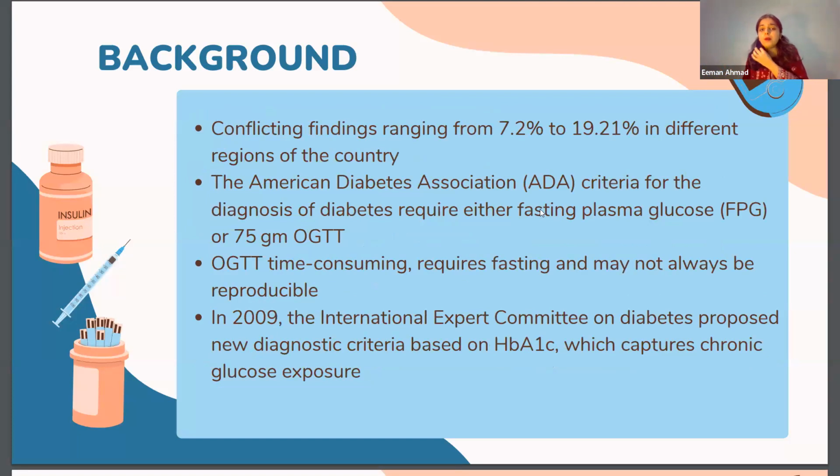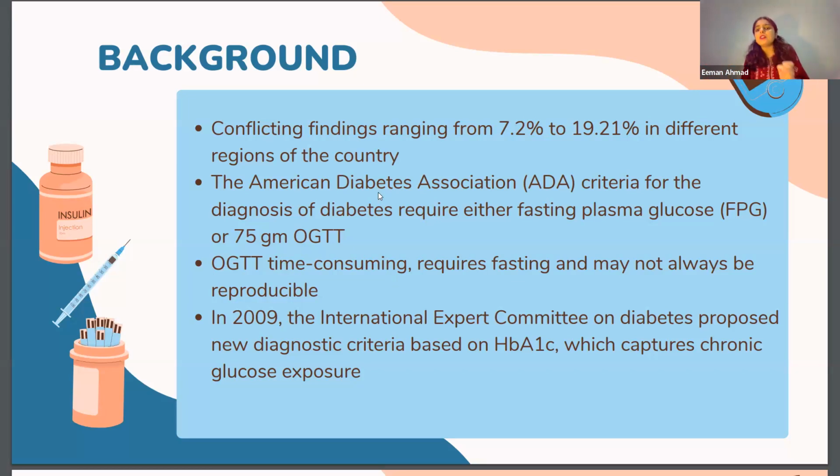Moving on, there were a few surveys done, but there are conflicting findings from these surveys. The prevalence ranged from 7.2% till 19.21%. So that is a wide range, right? That is why it was essential to conduct such a national survey to see what the actual prevalence is, right?